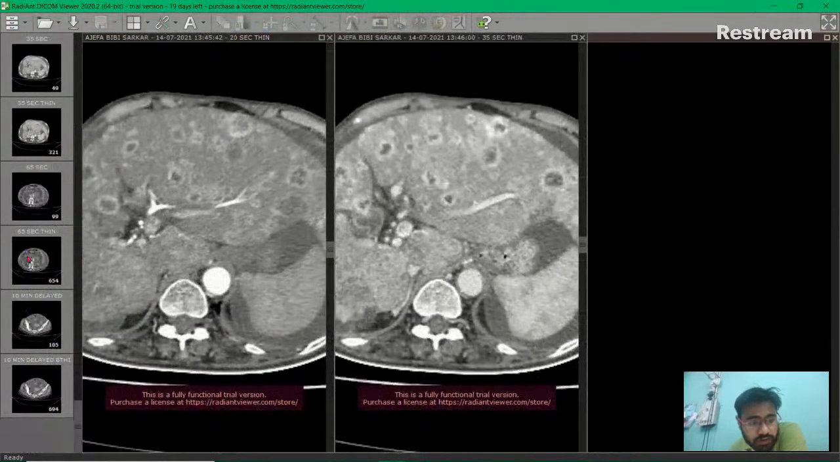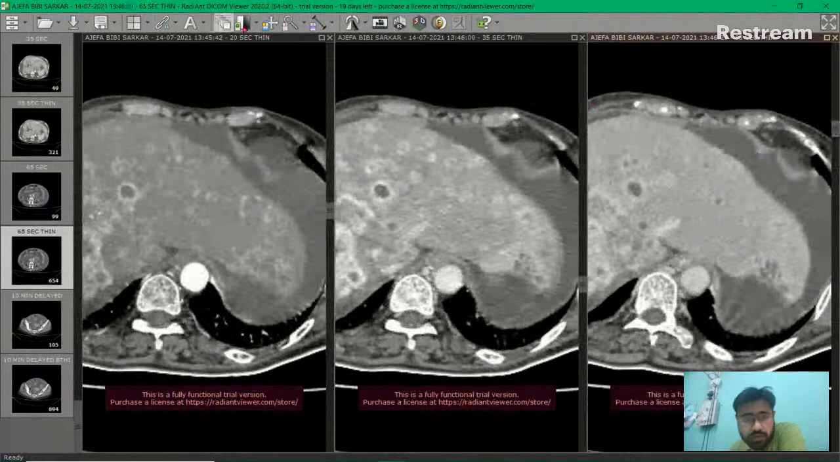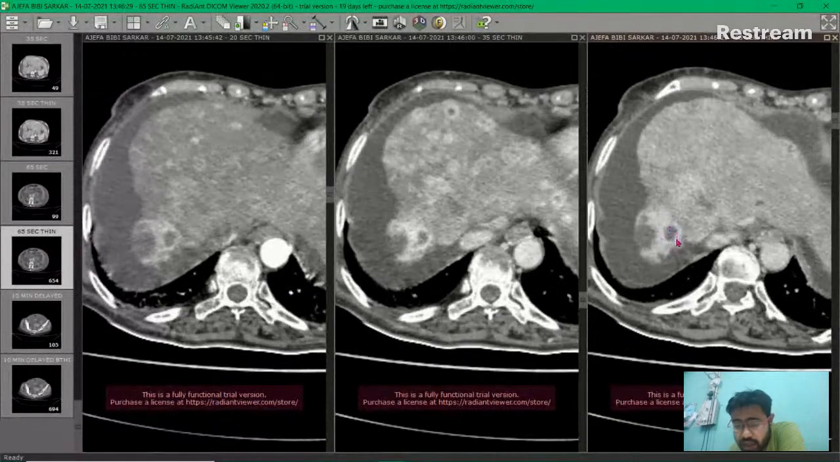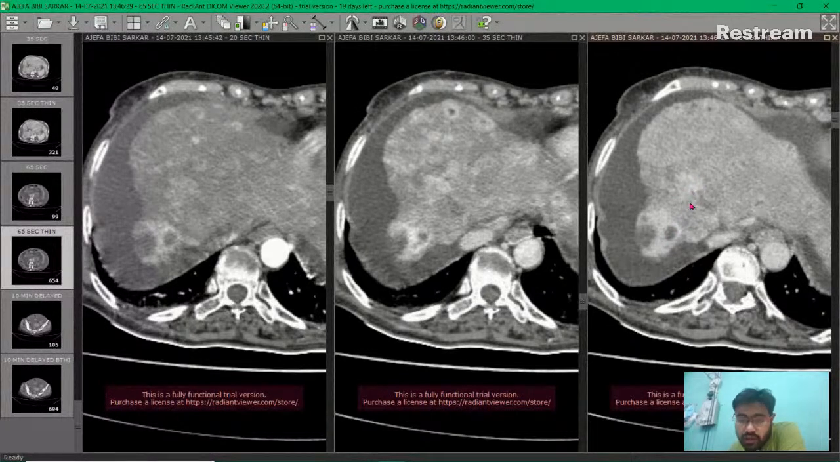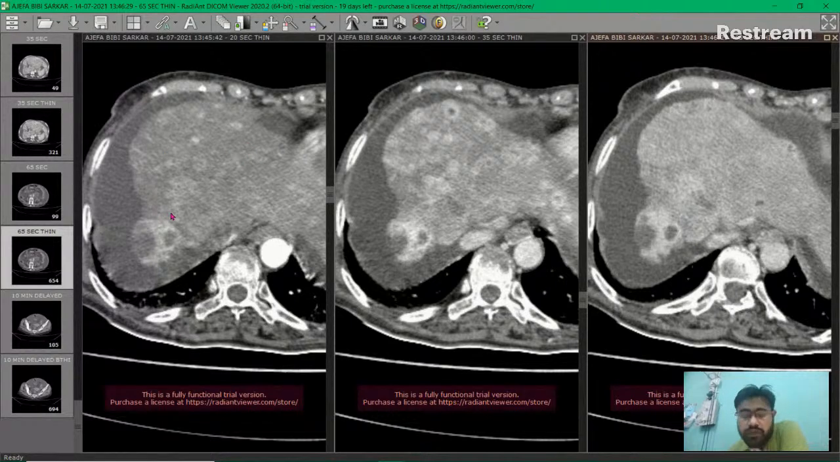Let's see the 65-second delayed phase. You can pretty well see that these lesions are still retaining their peripheral contrast. That means there is no washout of the contrast. So to put it together, there are multiple innumerable lesions all over the liver, enhancing with a ring pattern at arterial phase and retaining contrast in portal venous and delayed phases. So these are examples of hypervascular metastasis to the liver, number 1 point.